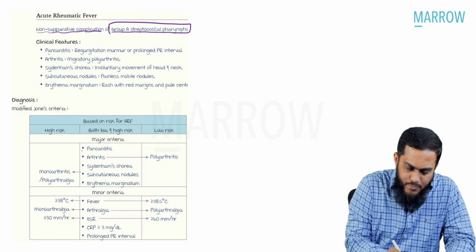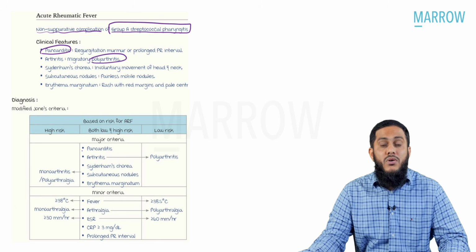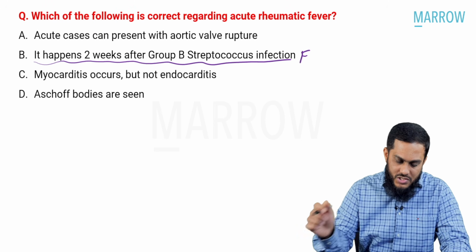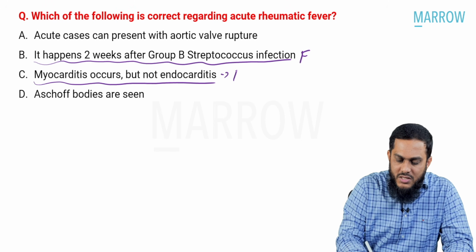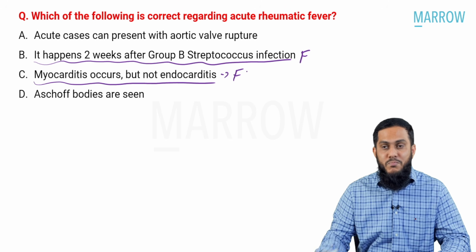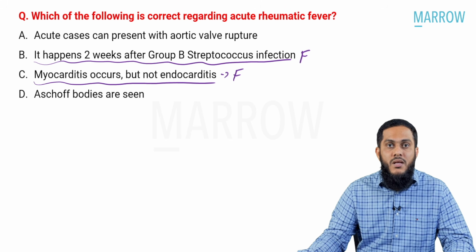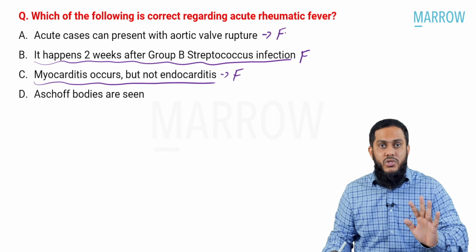It causes pancarditis, and it causes polyarthritis. It causes pancarditis and polyarthritis, two important key manifestations. And they say here myocarditis occurs but not endocarditis. False statement. It causes pancarditis: pericarditis, myocarditis, and also endocarditis. And nowhere do we hear that it causes valvular rupture.